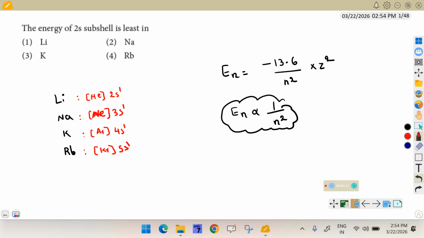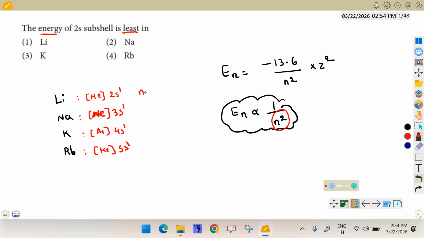Given question: the energy of 2s subshell is least. Energy is least. Energy is inversely proportional to orbit number.